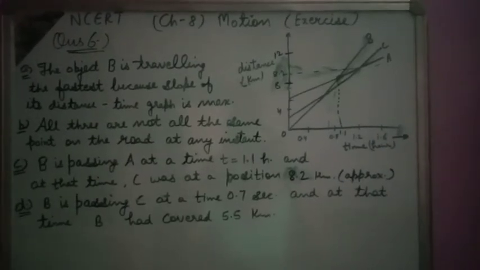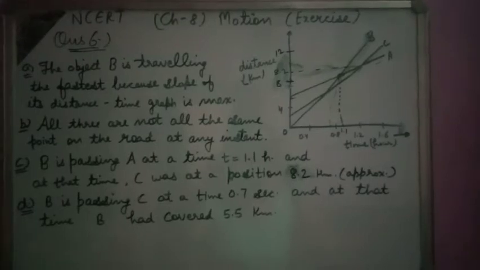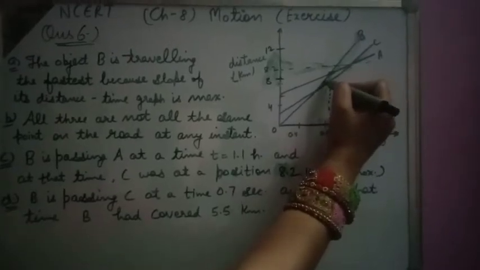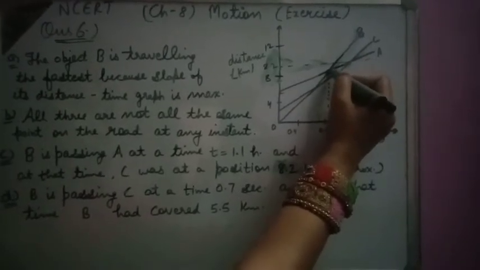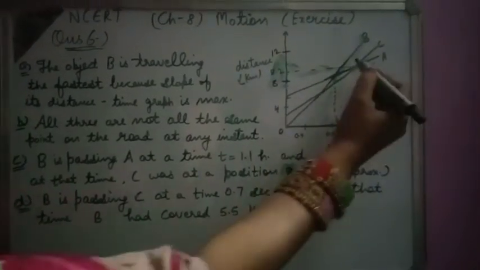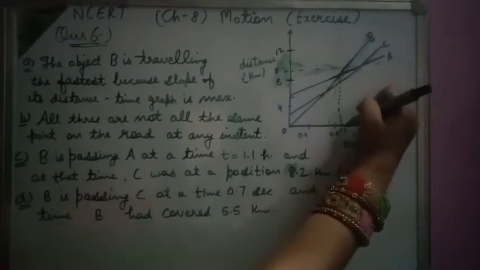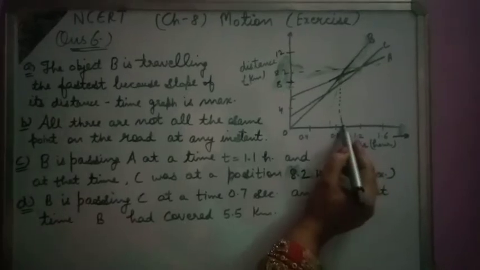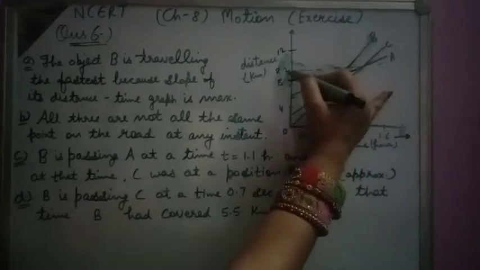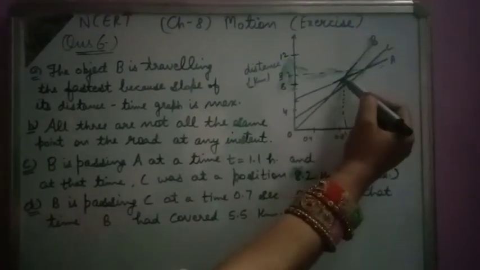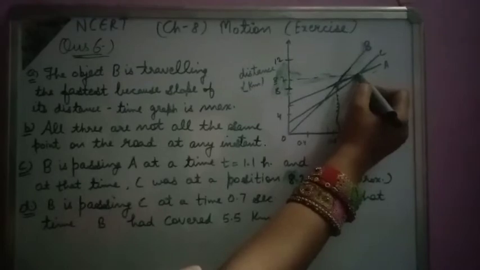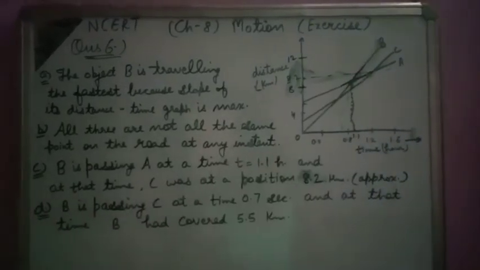In the third point, how far has C traveled when B passes A? This is for the object C. They are asking, when B has crossed A, at this point, how far has C traveled. B has crossed A at approximately 1.1 hours. So C has traveled a distance of 8.2 km. At this point B has crossed A, and C has traveled 8.2 km.